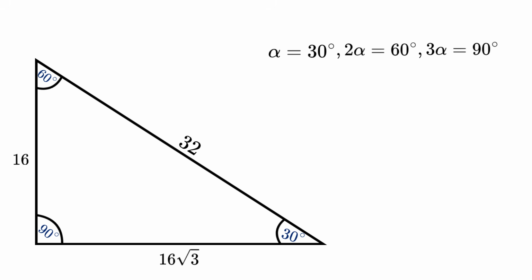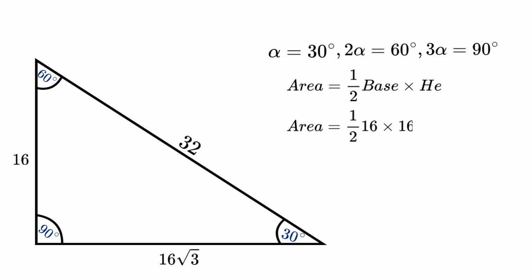In a right triangle, the two perpendicular sides can serve as the base and height for our area calculation. We have one perpendicular side measuring 16 units and the other perpendicular side measuring 16 times square root of 3 units. The area of a right triangle is calculated using the formula 1/2 times base times height. Substituting our values, the area equals 1/2 times 16 times 16 square root of 3. Let's simplify this. The 2 cancels with the 16 and it becomes 8. So the area becomes 8 times 16 square root of 3, which equals 128 square root of 3.